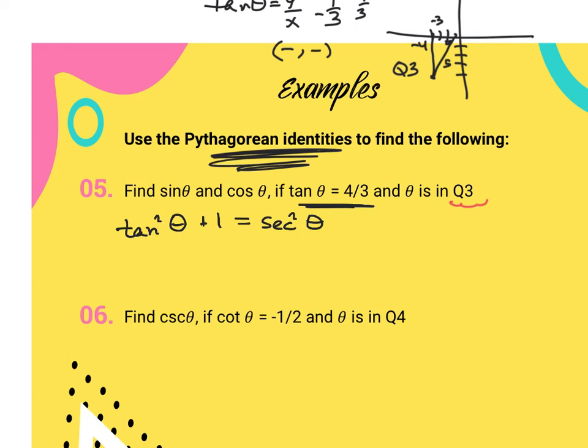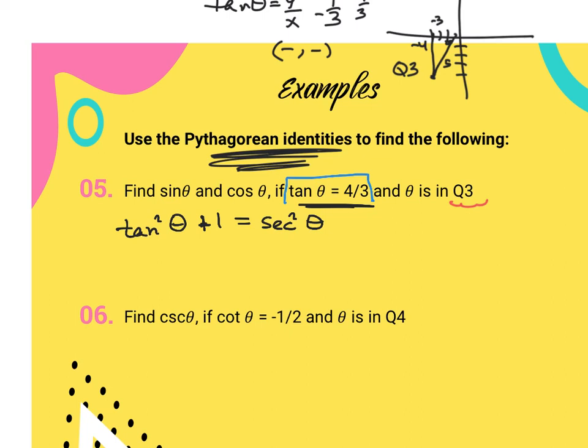Now, if you think about why is she using that one? Well, I'm using it because number 1, my given was tangent. Number 2, they're asking me to find sine and cosine. The reciprocal to cosine is secant. So once I get my answer for secant, then I can flip it to its reciprocal.